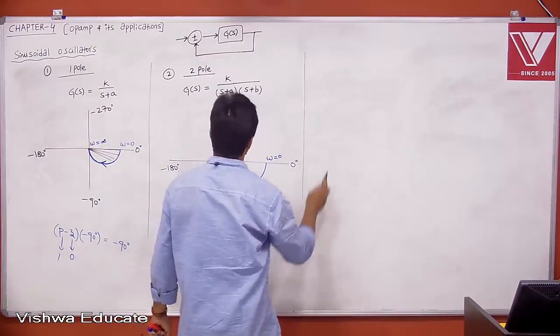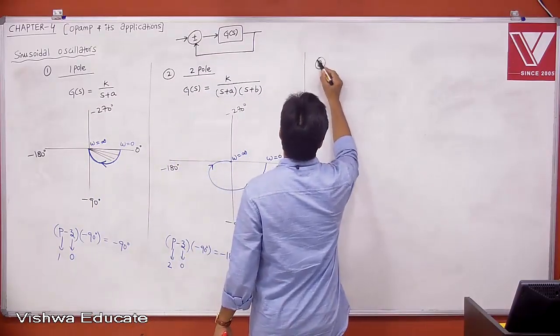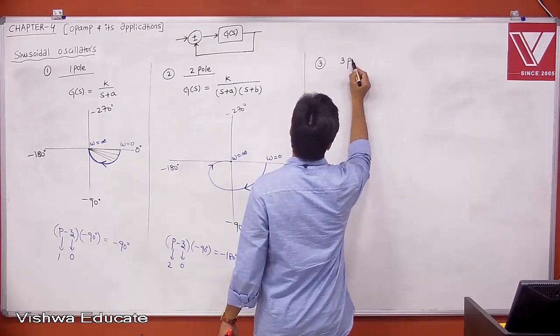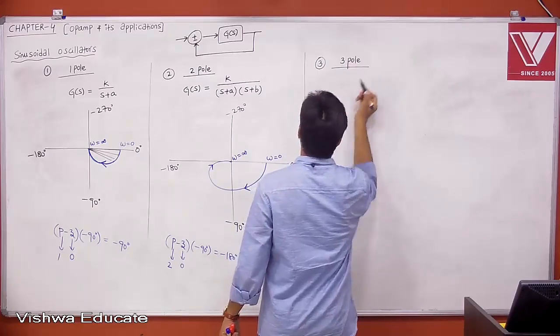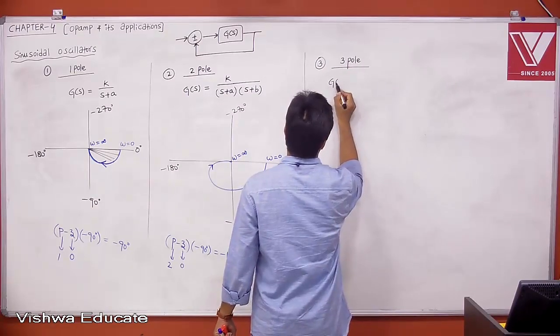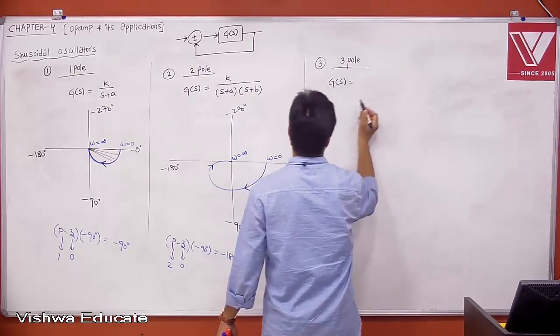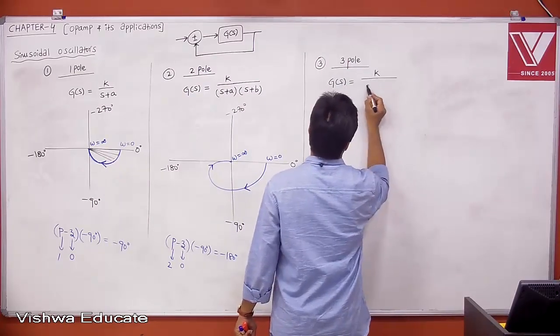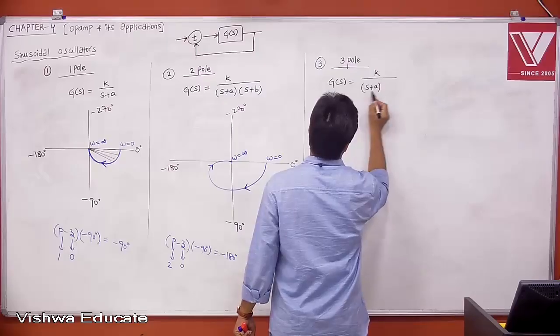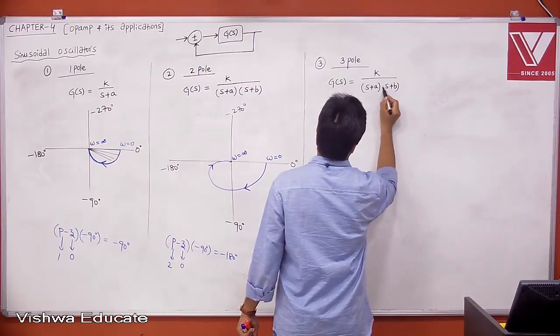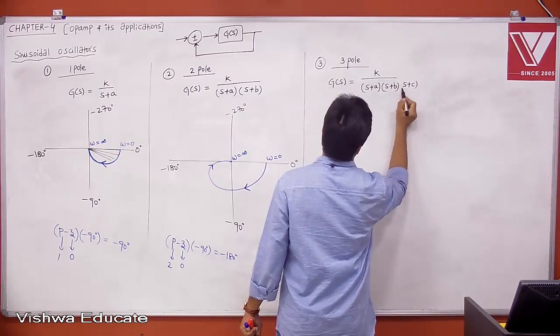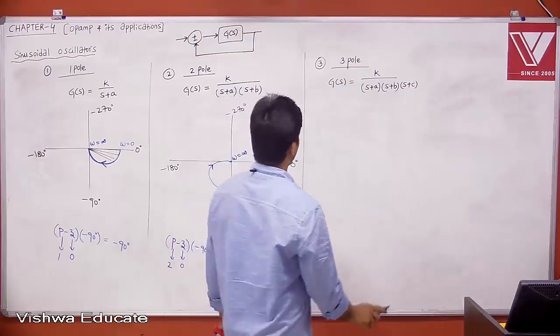Case 3. This is important. Case 3. Let us say a 3-pole system. If you take a 3-pole system, let us say G of S is equal to K by S plus A into S plus B into S plus C. Right? We have 3 poles.